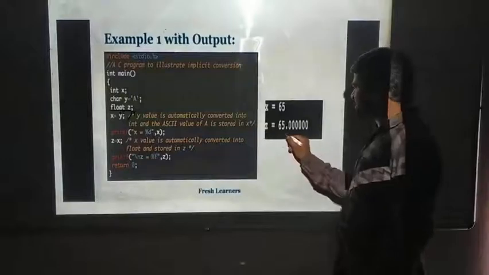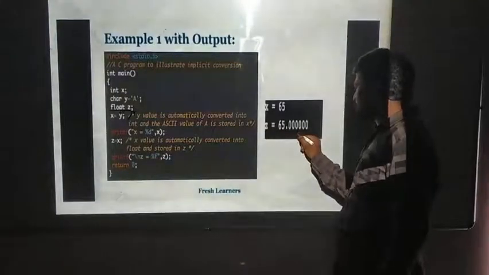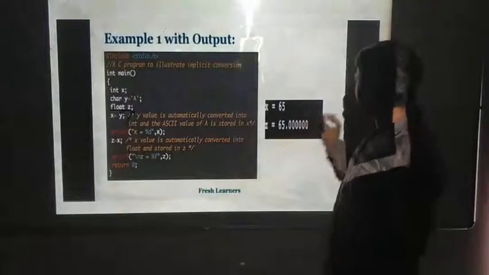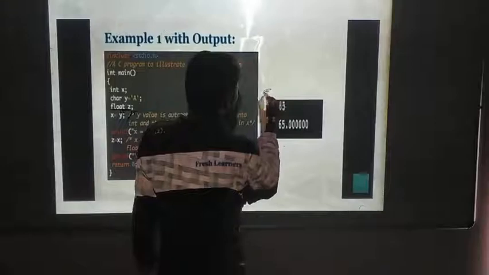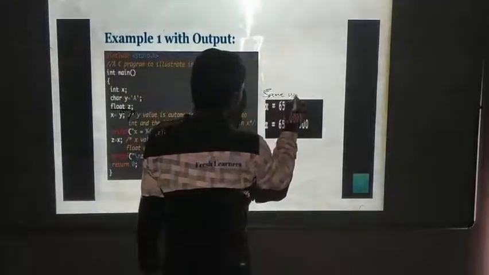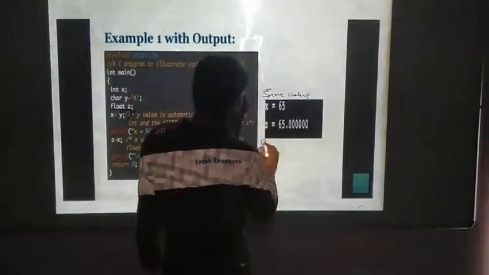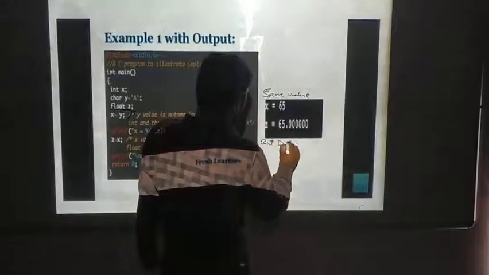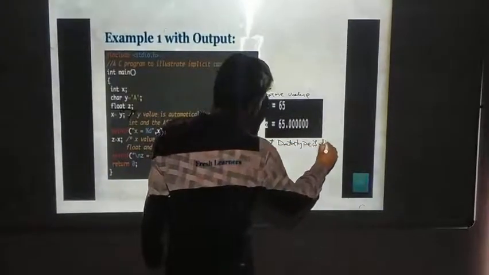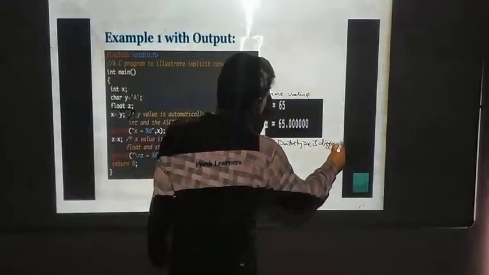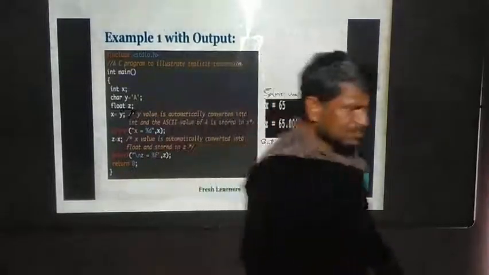65 and 65.0000 are the same value, but the data type is different.